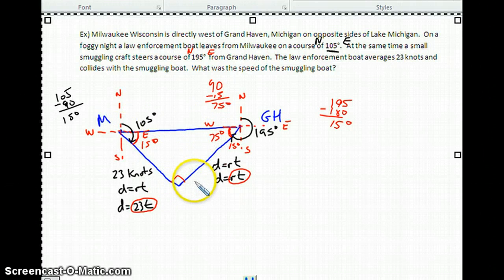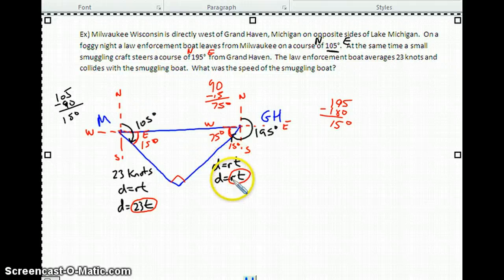It says the law enforcement is traveling along this side from Milwaukee, 23 knots, and collides with the smuggling boat. So here's what I know. I know that the rate in this case is 23 knots. So in the distance equals rate times time formula, I plugged in a 23 for the R. I don't know the time, and I don't know the distance. Over here, I don't know anything about the smuggling boat. I'm trying to find the rate. I'm trying to find R.